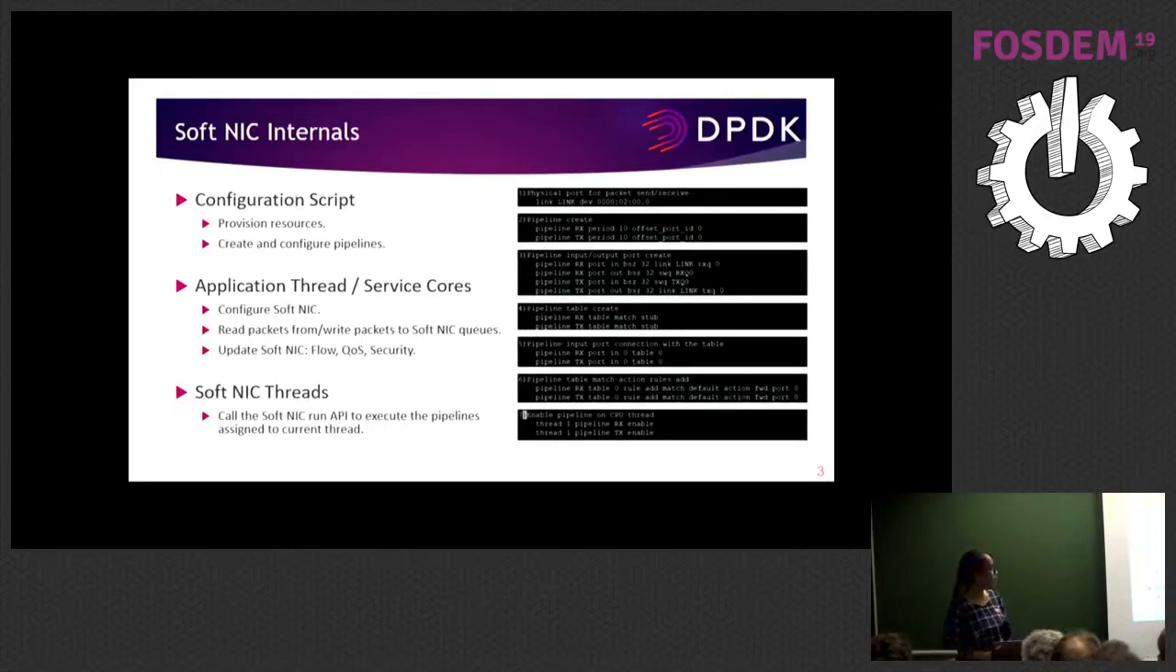Once the firmware script is done, the next step is that application threads can populate these tables with a certain set of rules. Rules will be actions that are going to be applied on the packets. To do that, they can call existing flow, QoS and security APIs that are available in DPDK. Once that is done, these threads have to call the SoftNIC run API in order to run the pipelines, which will be handling the packets, receive, transmit, and applying the rules that are configured in the pipeline tables.